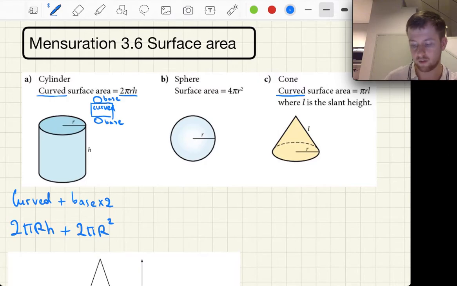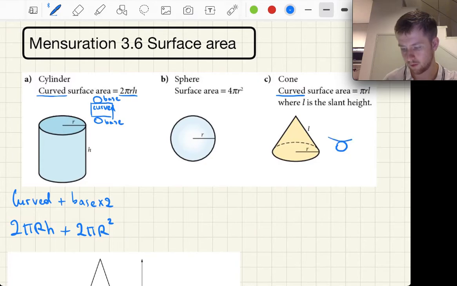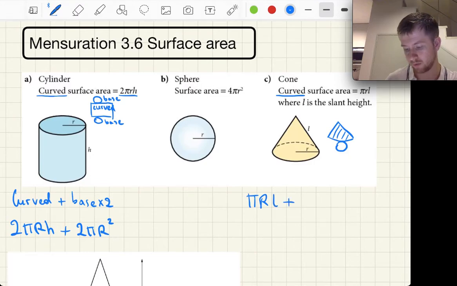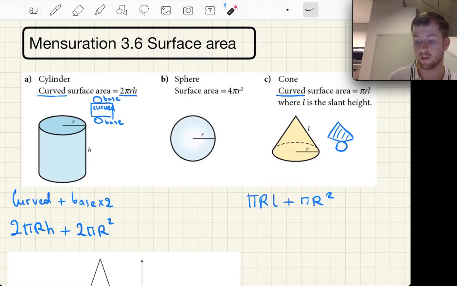If we would draw a net of a cone again, it would look somewhere like this. That would be the net of a cone. So anyway, this formula only gives us the area of this part. So to find the full surface area we would have to do this: pi r l plus pi r squared, because there's only one base in this case, only one on the bottom.